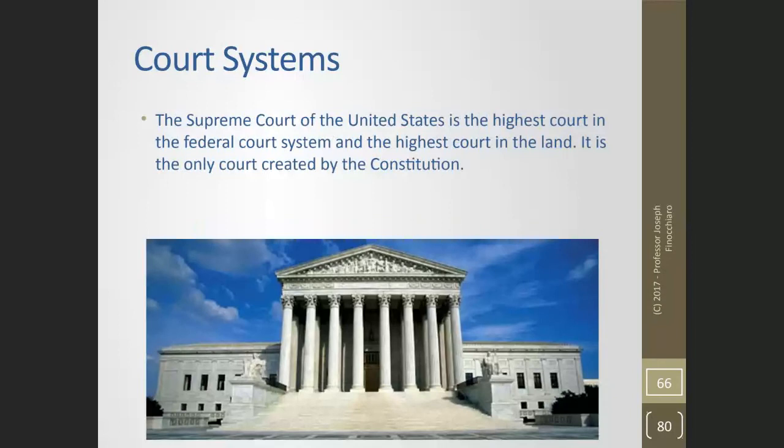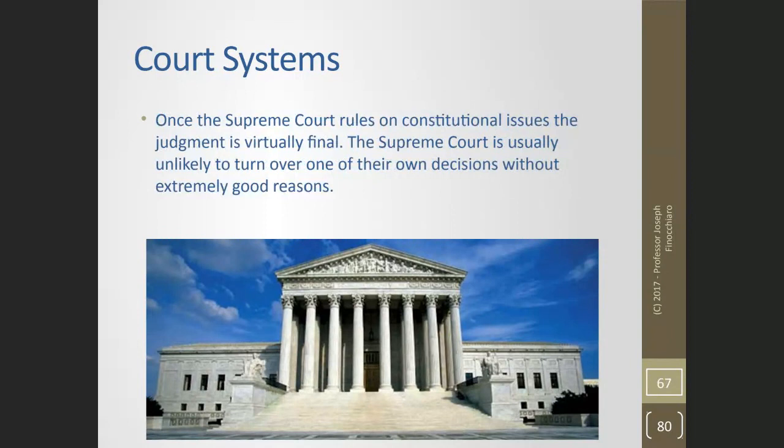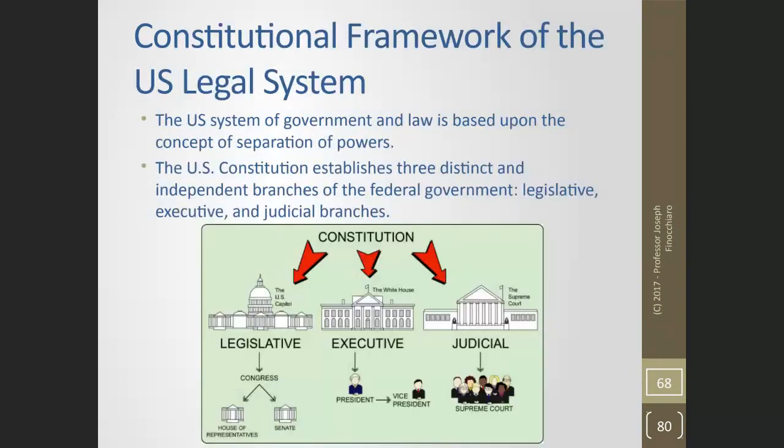The Supreme Court of the United States is the highest court in the federal court system and the highest court in the land. It is the only court created by the Constitution. Once the Supreme Court rules on constitutional issues, the judgment is virtually final. The Supreme Court is usually unlikely to overturn one of their own decisions without extremely good reasons.